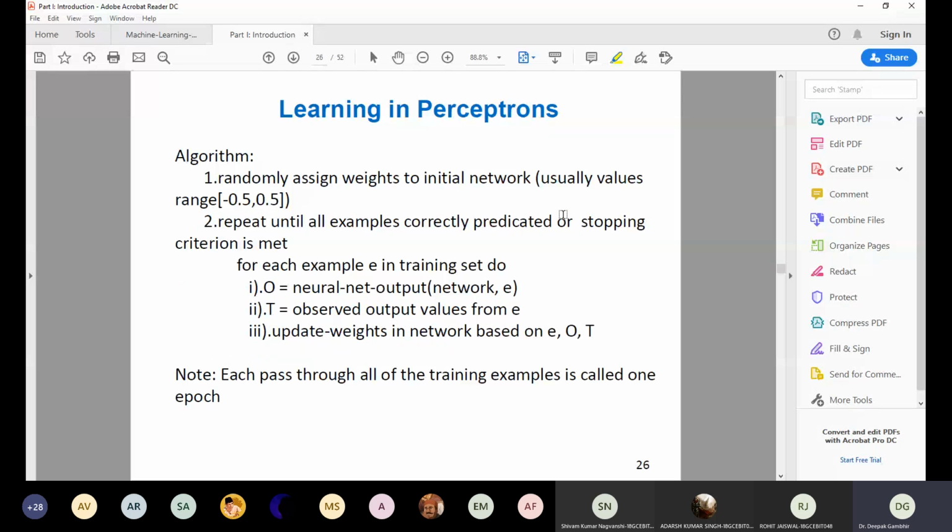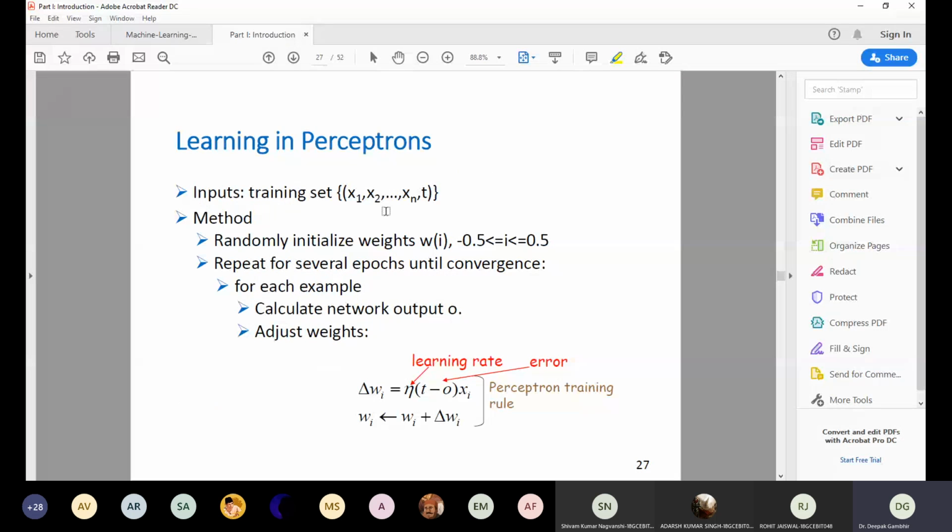This is how the perceptron learning is done. You are given the input training set x1, x2, xn, and the targets t. That is in the case of supervised learning. So in this supervised learning, first we initialize the weights within the range of minus 0.5 to 0.5, and repeat this for several epochs. Epochs means how many times the weights are updated, or until convergence. Convergence means when the target is equal to the output, that is, your error is minimal or below a certain value.